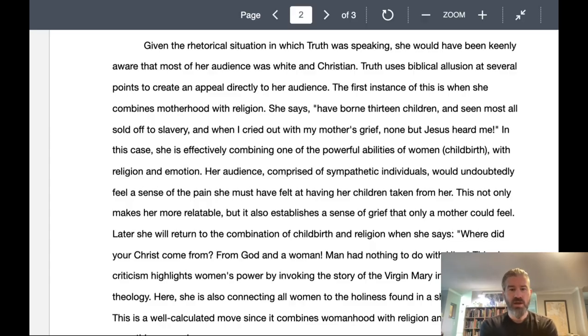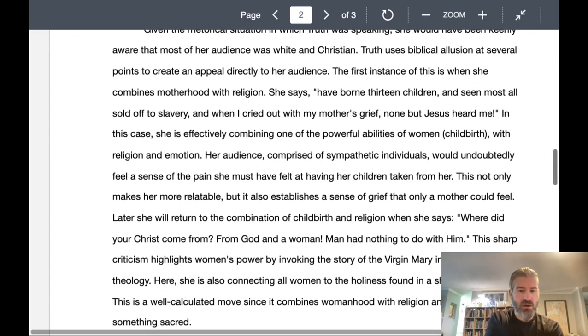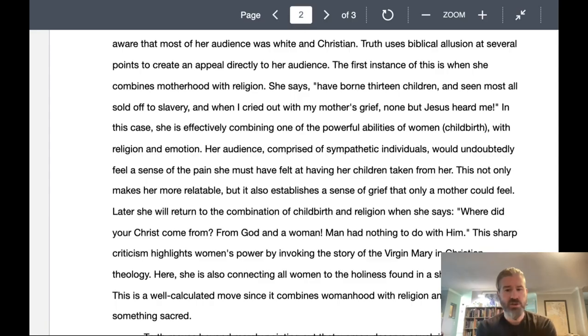This sharp criticism highlights women's power by invoking the story of the Virgin Mary in Christian theology. Here she is also connecting all women to the holiness found in shared scripture. This is a well-calculated move since it combines womanhood and religion and connects to something sacred. So not bad. This paragraph is actually much better than the previous paragraph. The choices are good. Maybe fixing the topic sentence would help a little bit.